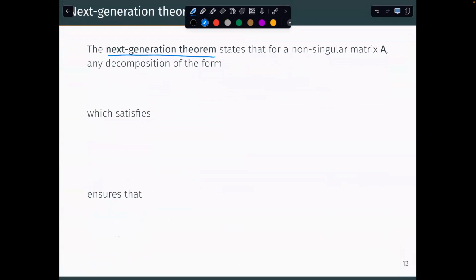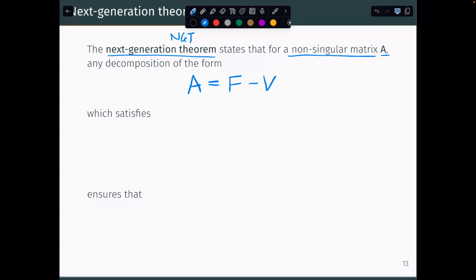There is something called the next generation theorem, or NGT. Sometimes I'll just refer to it as NGT. This tells us that for any non-singular matrix A, if we're able to write this matrix in the following form, A is equal to F minus V, where our F and V satisfy certain criteria, then it's going to tell us something about the relationship between the spectral bound of one matrix and the spectral radius of another matrix.